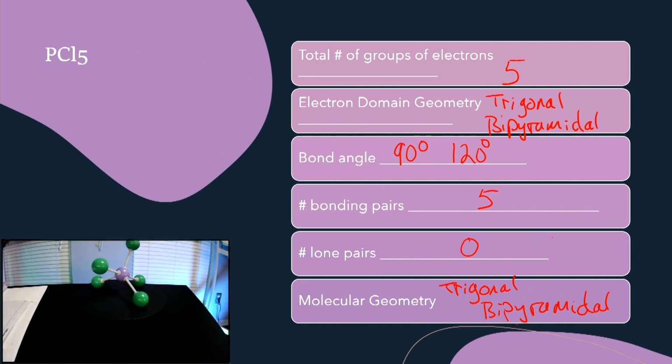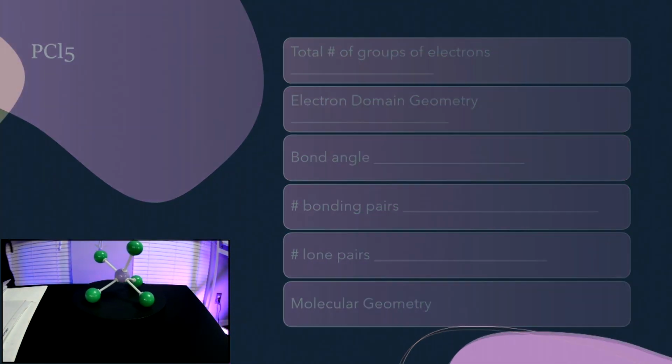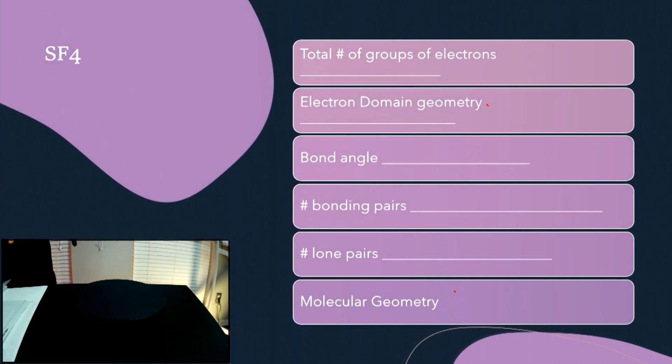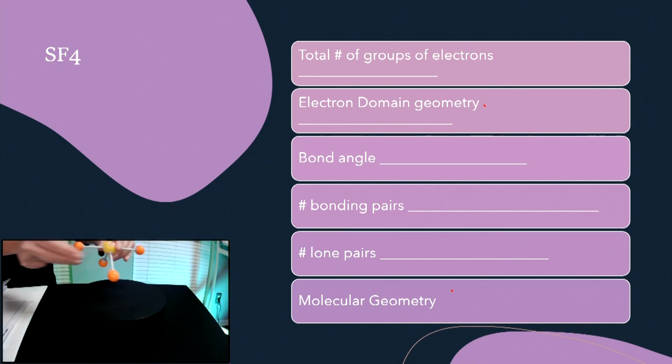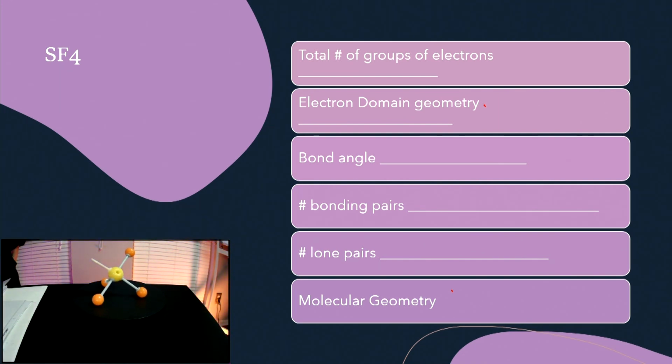So our next molecule is going to be, we're still dealing with 5 regions around the central atom. So we have 4 bonded pairs. You see them there, they're orange. And we have 1 lone pair. So the number of groups that surround the central atom is 5.